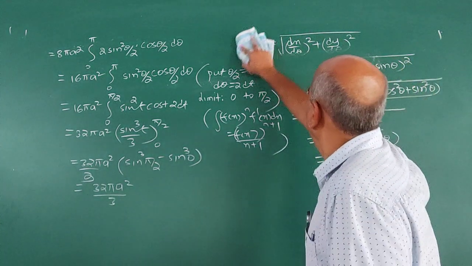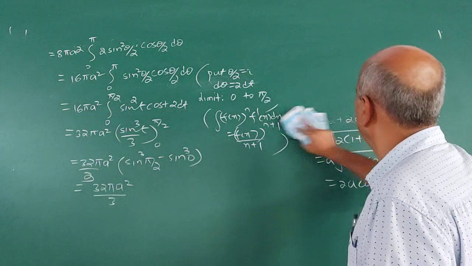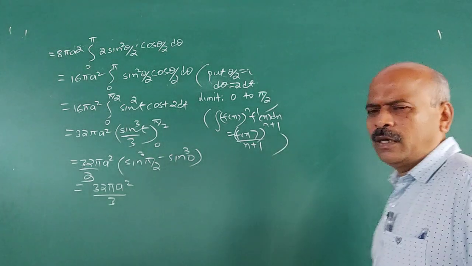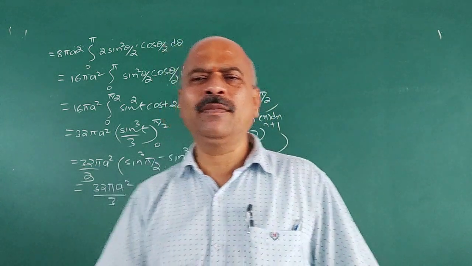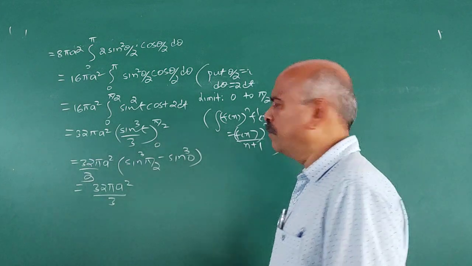These are the problems in parametric form. So one more form is left. What is that? Polar form.